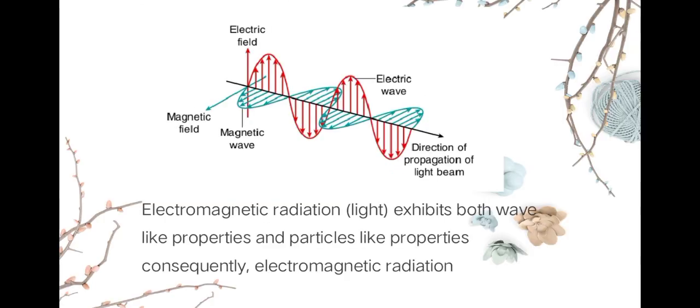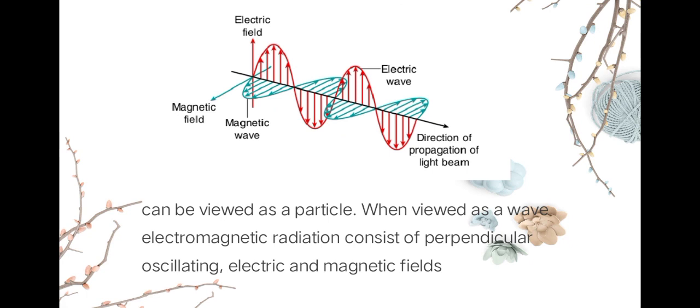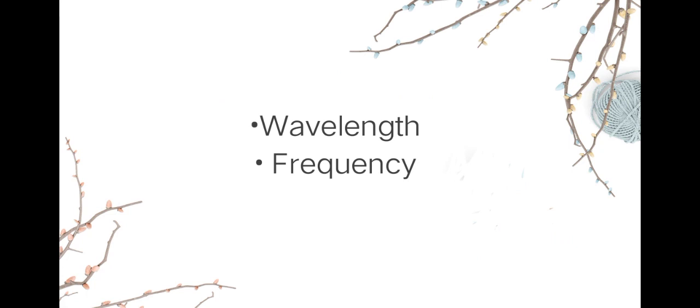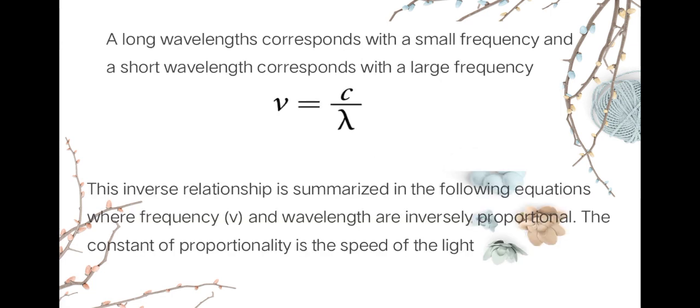So electromagnetic radiation, or light, exhibits both wave-like properties and particle-like properties. Electromagnetic radiation can be viewed as a wave, consisting of perpendicular oscillating electric and magnetic fields. For wavelength and frequency, the wavelength describes the distance between adjacent peaks of an oscillating field, while frequency describes the number of wavelengths that pass a particular point in space per unit time. Accordingly, a long wavelength corresponds with a small frequency and a short wavelength corresponds with a large frequency.